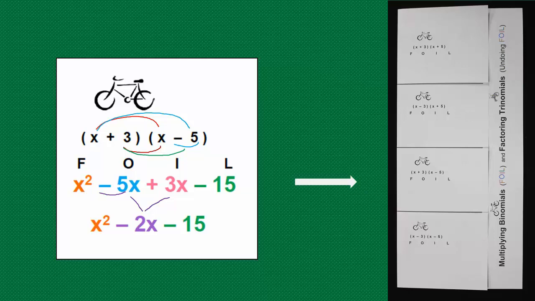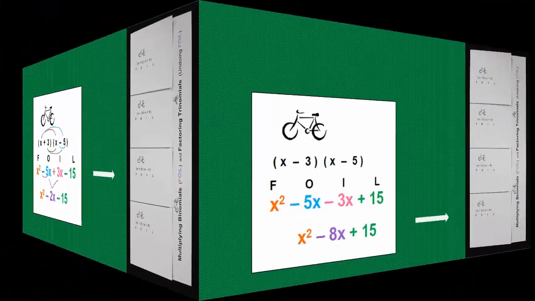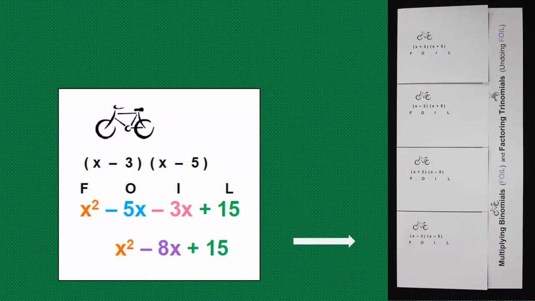Our final answer is x squared minus 2x minus 15. In this problem, both of our binomials have a minus sign, so we have to think very carefully about our rules for multiplying and dividing and adding and subtracting positive and negative numbers. We follow the same process.